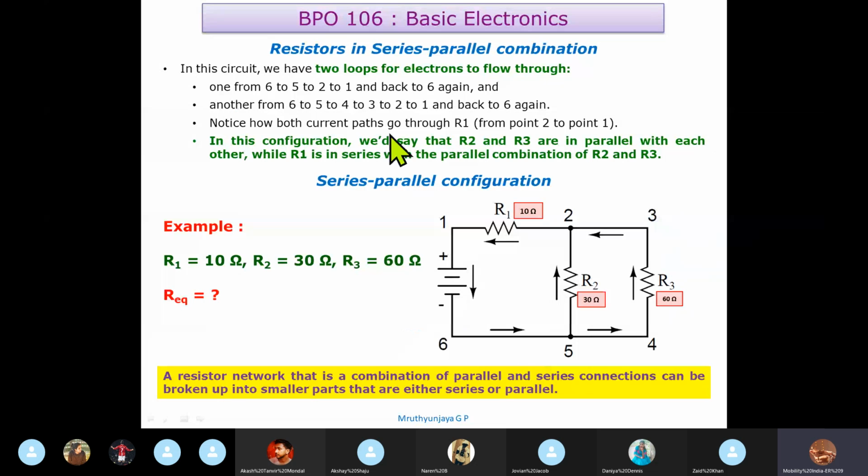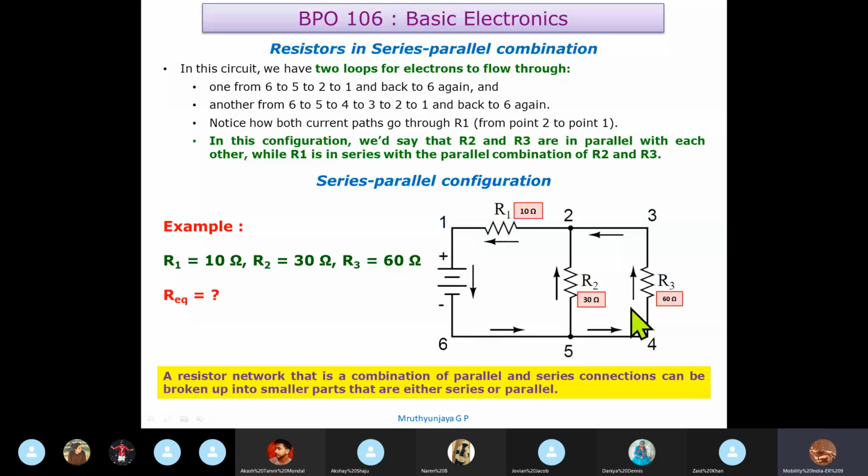Notice how both currents go through R1 from point 2 to 1. That means this current also flows through this resistor and this current also is flowing through this resistor. So the current that is flowing through this resistor will be the sum of these two currents. So here we need to apply both Kirchhoff's voltage law and Kirchhoff's current law. Kirchhoff's current law to identify the individual currents flowing through these nodes. Kirchhoff's voltage law to identify the individual currents once we simplify this circuit.